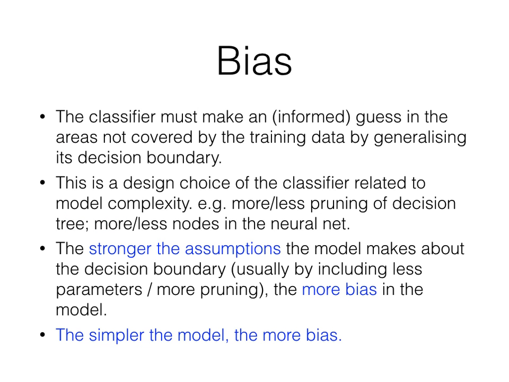So with bias, the classifier has to make some kind of informed guess in the areas that aren't covered by the training data. And this is a design choice, and it's to do with the complexity of the model. If we have a decision tree with lots of nodes, so less pruning, then it's making quite strong assumptions about the problem it's trying to solve. And we would say that the stronger the assumptions it makes, the more biased it is. So essentially, the simpler the model, the more biased it is.